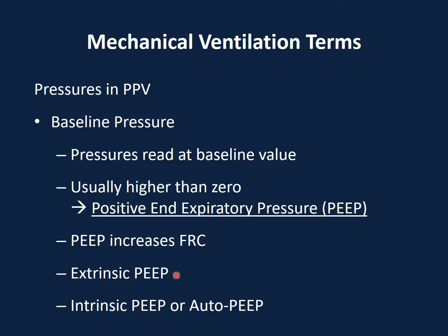And there are two types of PEEP: extrinsic and intrinsic. Extrinsic PEEP is PEEP that is applied, okay, by the machine or by some other gadget. Intrinsic PEEP is PEEP that is created within, and usually this might happen with patients with COPD, patients with very weak airways, where the airways collapse prematurely, and therefore trap air within the lungs, and that volume of air trapped within the lungs creates intrinsic PEEP or auto PEEP.